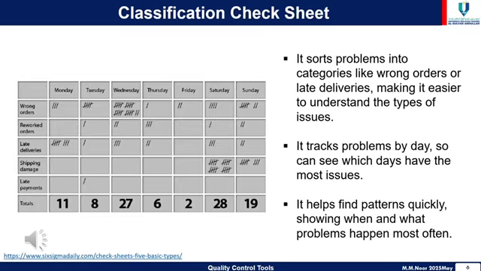First is the classification check sheet. This is an example of a classification check sheet. It sorts problems into categories like wrong order or late delivery, making it easier to understand the type. The classification check sheet also tracks problems day by day, so we can see which has the most issues. It helps find patterns quickly, showing when and why problems happen more often.